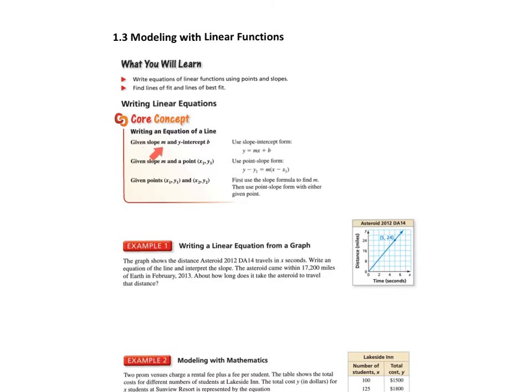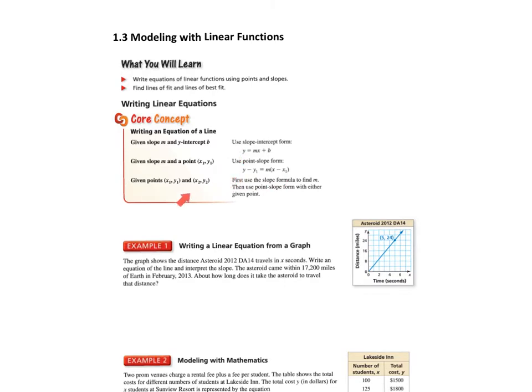If you're given slope and the y-intercept, which is b, we use slope-intercept form, y equals mx plus b. This is the most common form we use and probably the one you're most comfortable with. If you're given slope and a point, we use point-slope form: y minus y1, which is the y value of your first point, equals m times x minus x1, which is the x value of your point. If you rearrange this, after you plug it in, you get your slope-intercept form.